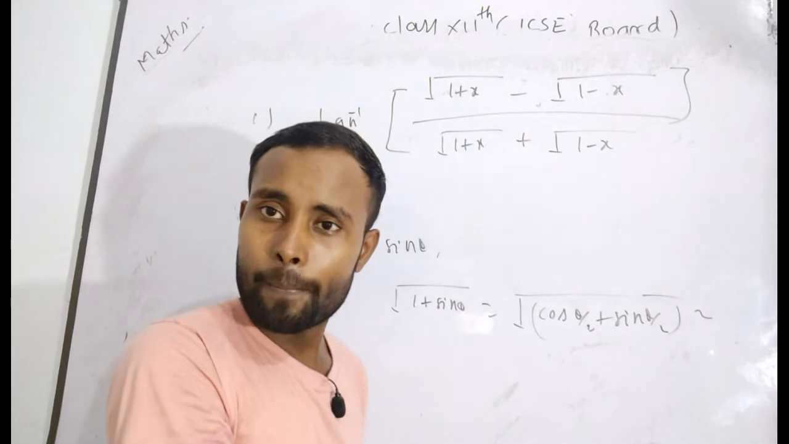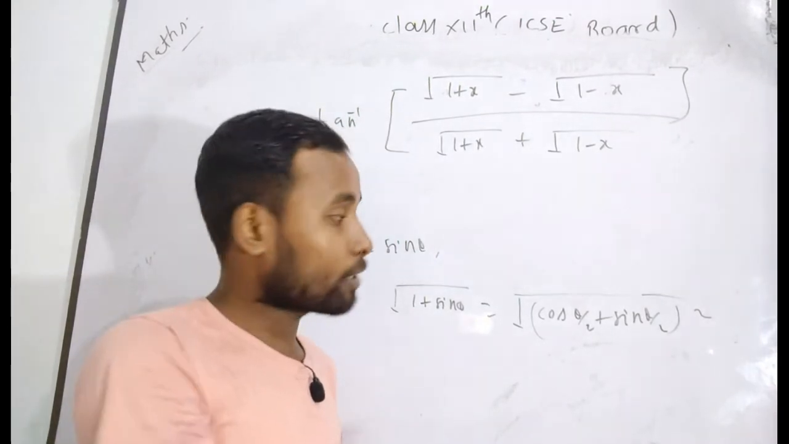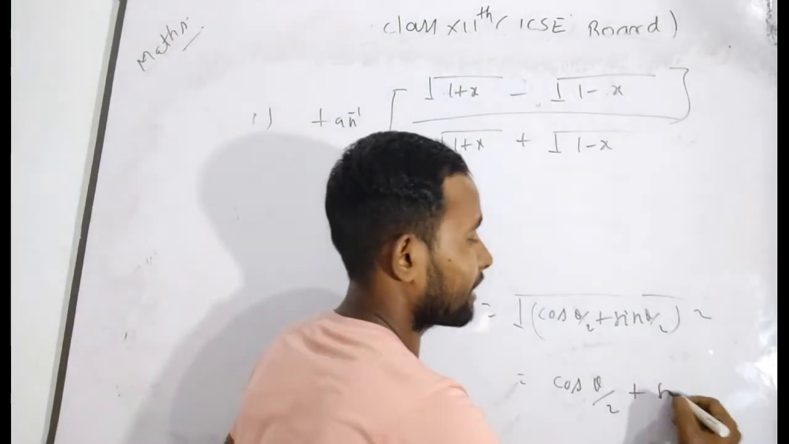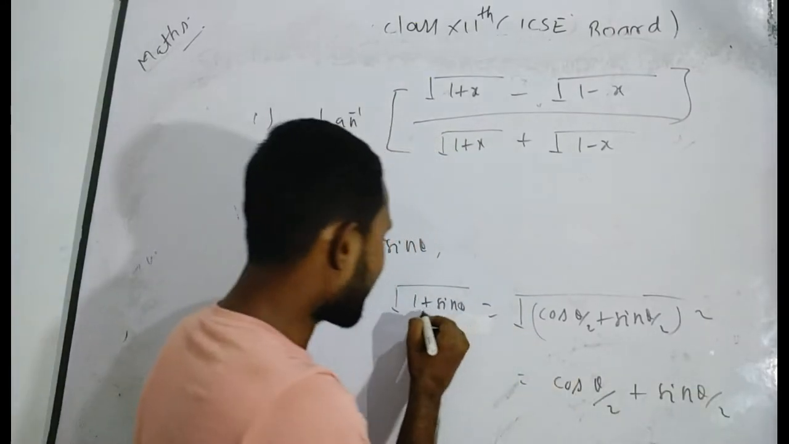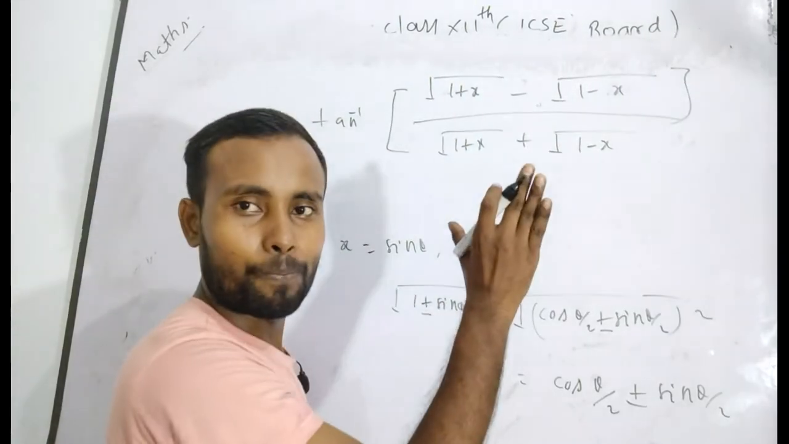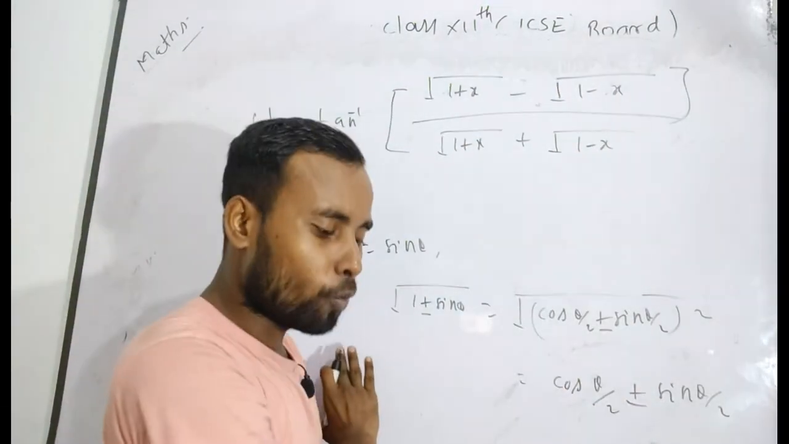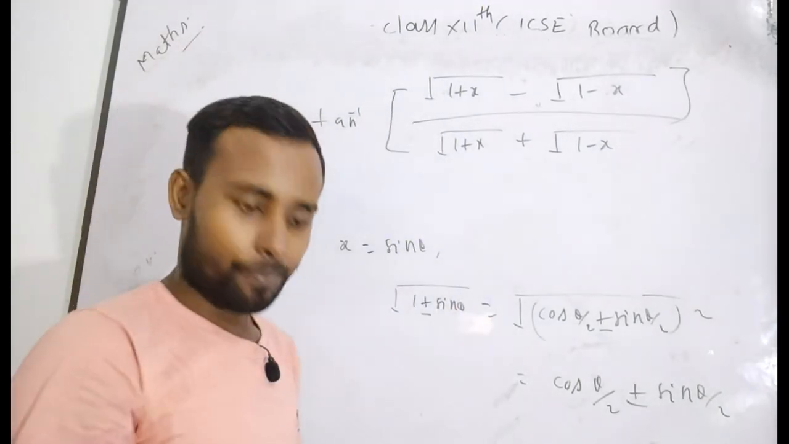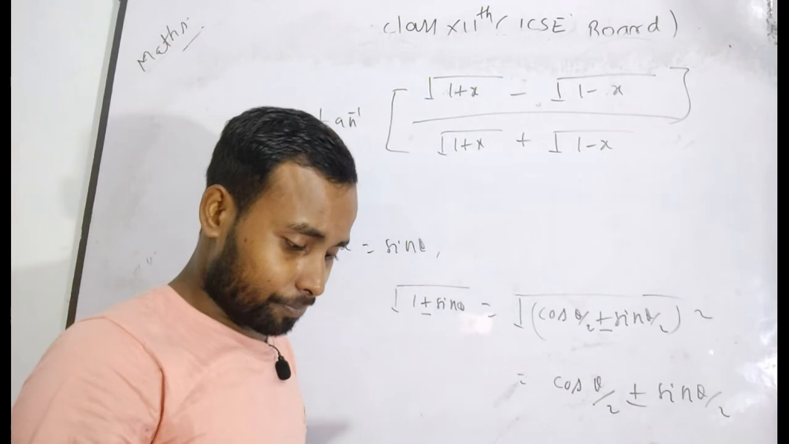Finally you will get under root cos theta by 2 plus sin theta by 2 whole square, and you will get finally cos theta by 2 plus sin theta by 2. If there is a minus, then you will get the minus version again. Simply put it here, and you will finally get its correct answer. I think you understand very well.